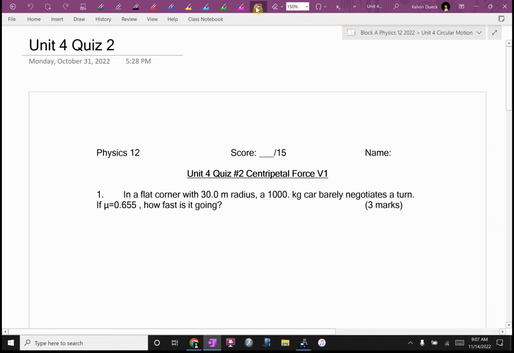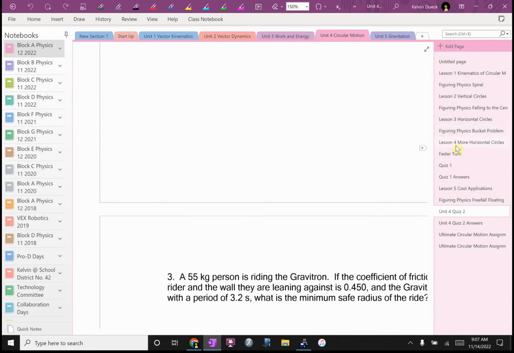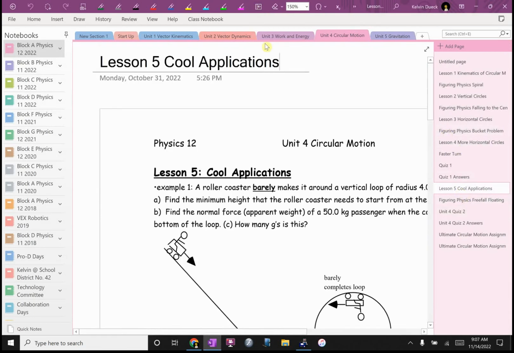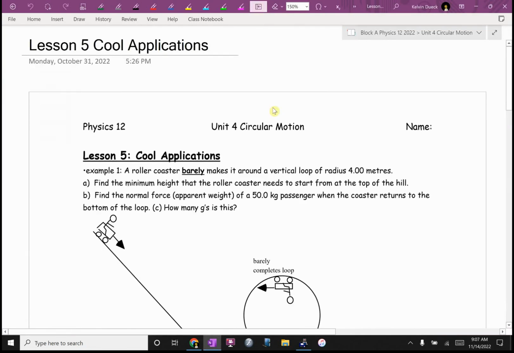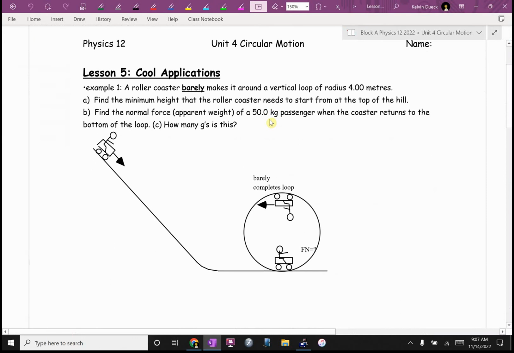Lesson 5, I called this Cool Applications. Roller coaster loops. How many of you have ever been on a roller coaster with a circular loop? Raise your hand, please. Put them down.